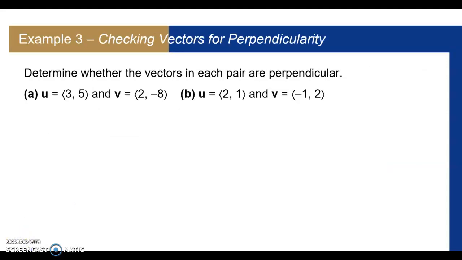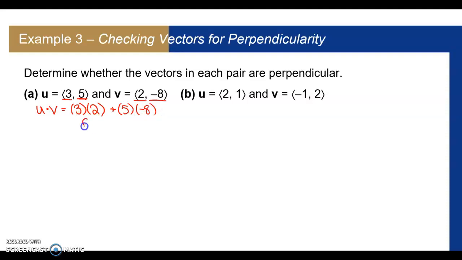So if we test this out, we have two examples up here. We want to decide if these vectors are orthogonal, if they are perpendicular to each other. Right? We can do that by just taking the dot product of both of them real quick. So if in this first example, I take my dot product of u and v, I'm going to take my horizontal components and multiply them. So I'm going to take 3 times 2, and I'm going to add that to the product of my vertical components. So 5 times negative 8.